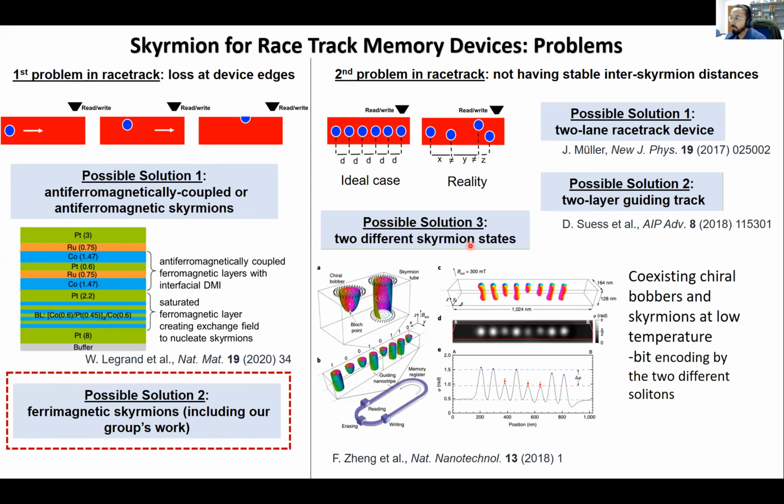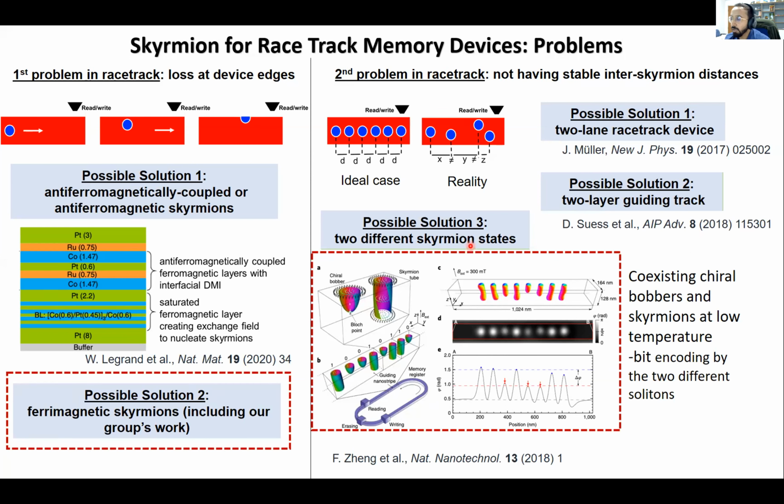Now this is the third solution, and what I'm going to show now is an alternative solution to the same idea, but a different kind of solution to the same idea.